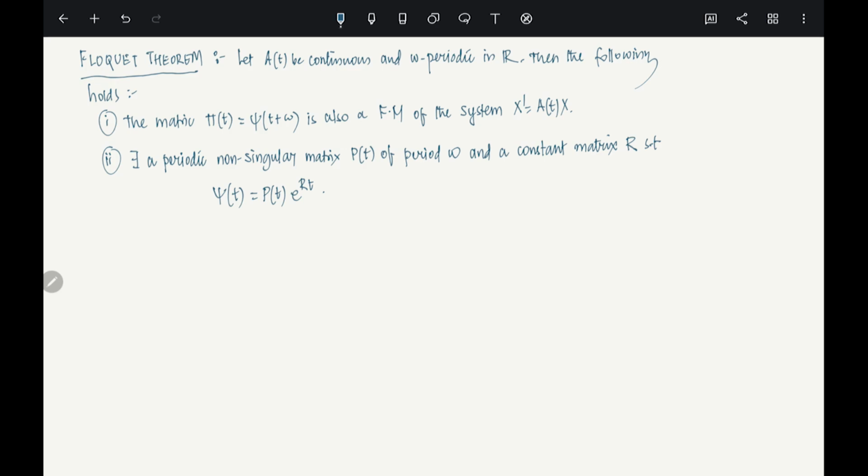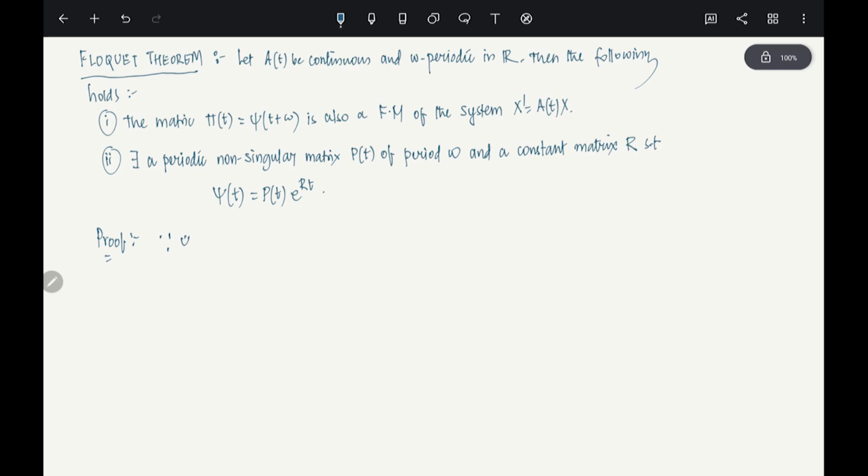What it is saying is you can actually write the fundamental matrix phi of t as P(t) times exponential Rt. Is it okay? So what is the proof, and what is the speciality of P(t)? P(t) will be a W periodic matrix, and R will be a constant matrix. So you can write e power Rt, which is like a constant matrix times t. So basically you can calculate e power Rt, and then P(t) will be a non-singular matrix which is W periodic.